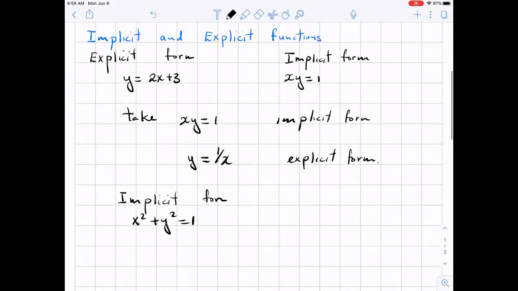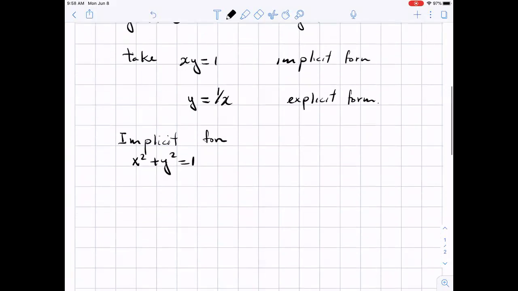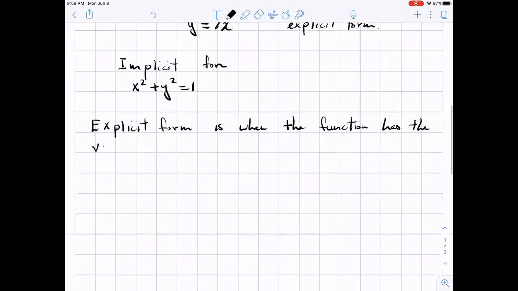Okay, so as a note, explicit form is when the function has the variable y isolated or written by itself.